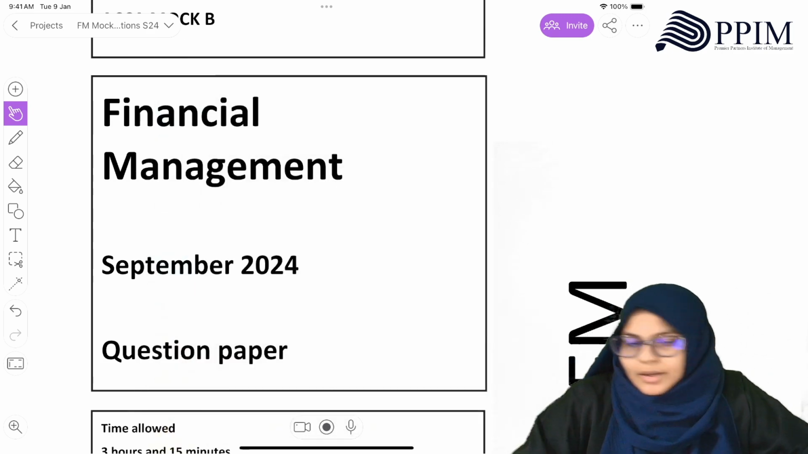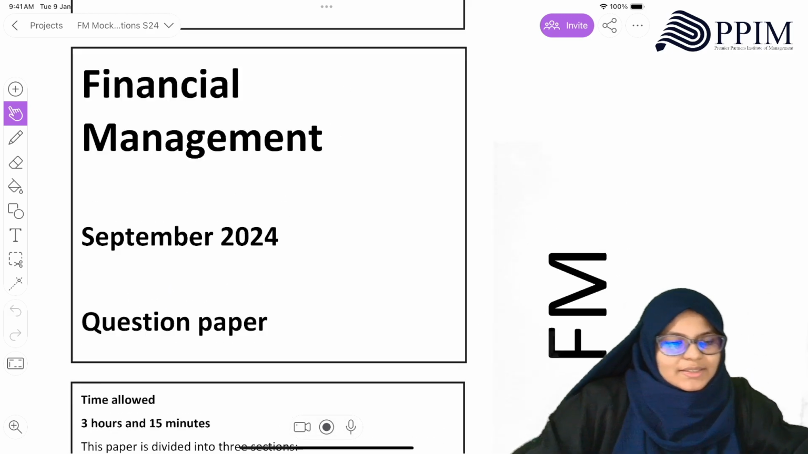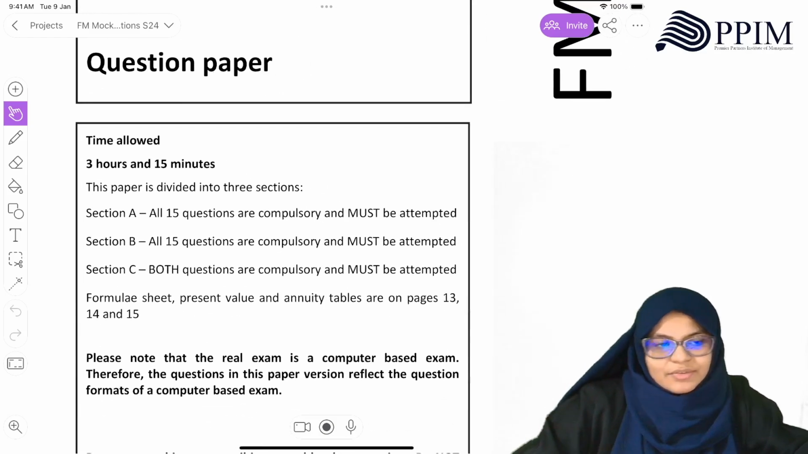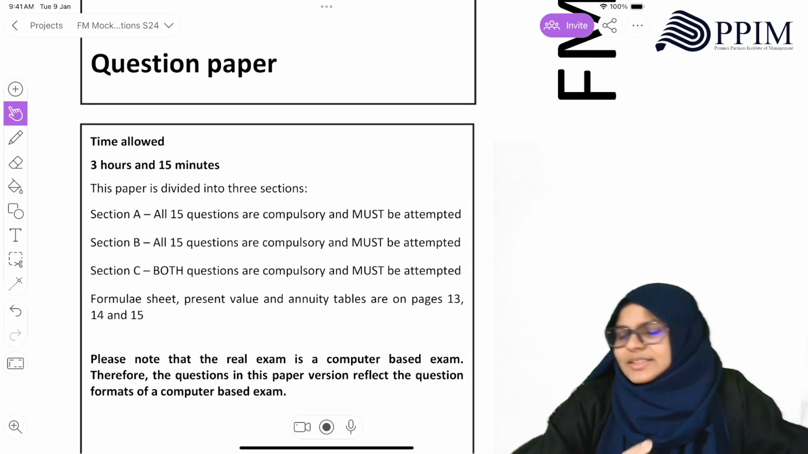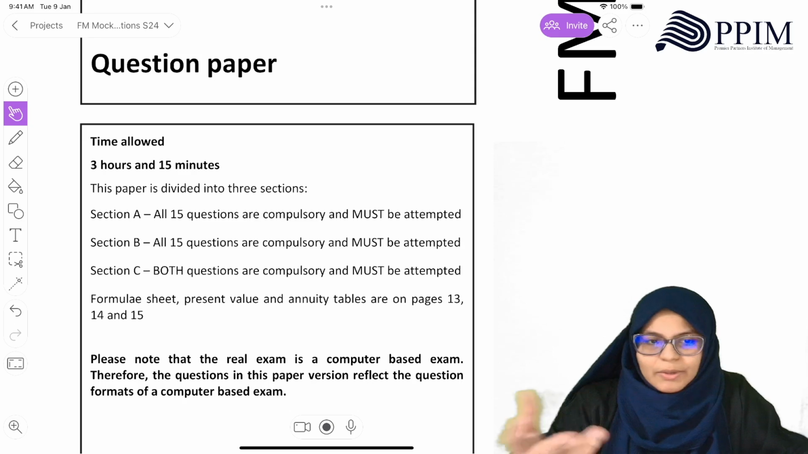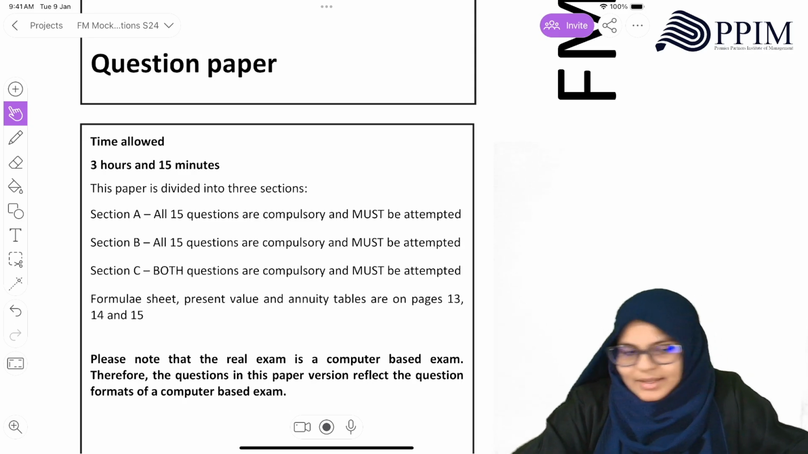Okay, right, so let's go through this paper. It says here you get 3 hours and 15 minutes, but in your exam it's actually 3 hours. Just the 15 minutes is for you to read. So you won't be able to really go through the paper or anything as such during that time.